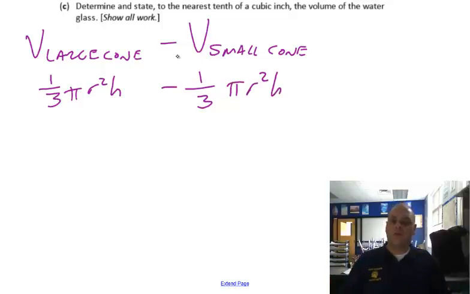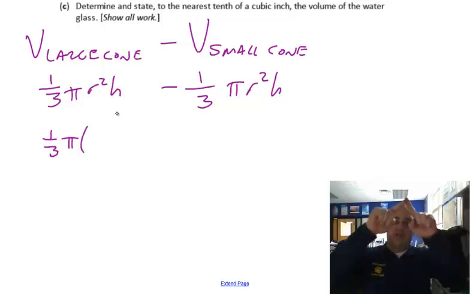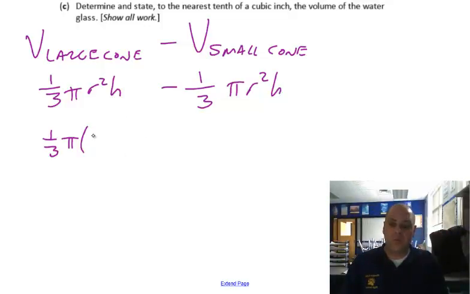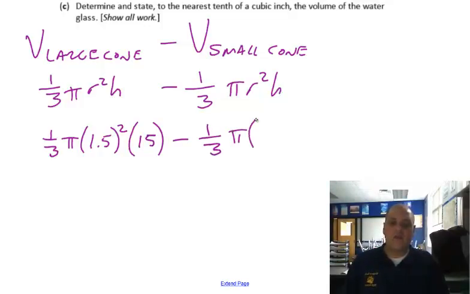So once you figure out what to do, the math is easy. All right, so it's going to be 1/3 pi. Now the radius of the larger cone, it was 3 across, so the radius is 1.5, and the height of the larger cone is 15. And the diameter of the smaller cone was 2, so the radius is 1, and the height of that smaller cone we said was 10.